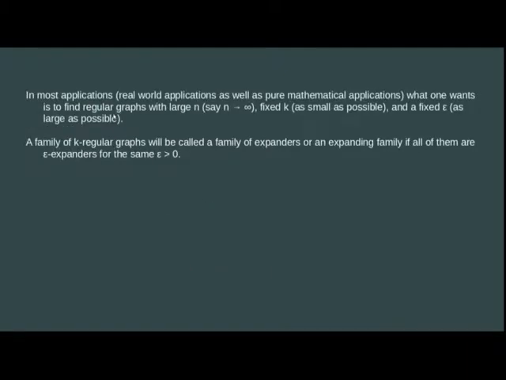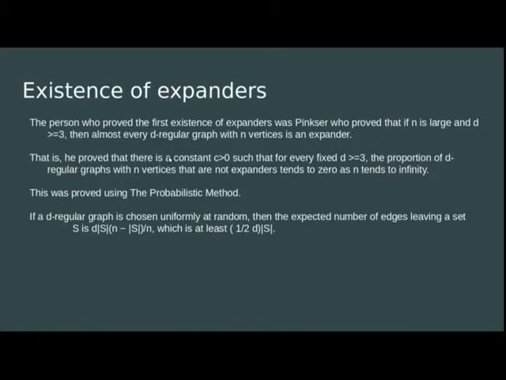Now in most applications, what one wants is to find regular graphs with large n and fixed k, and fixed epsilon with as large a value as possible. A family of k-regular graphs will be called a family of expanders, or an expanding family, if all of them are epsilon expanders for the same epsilon, which is more than 0 and less than 1. Now we'll see the existence of expanders.